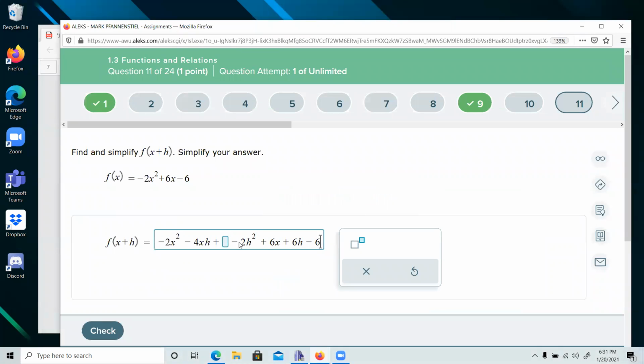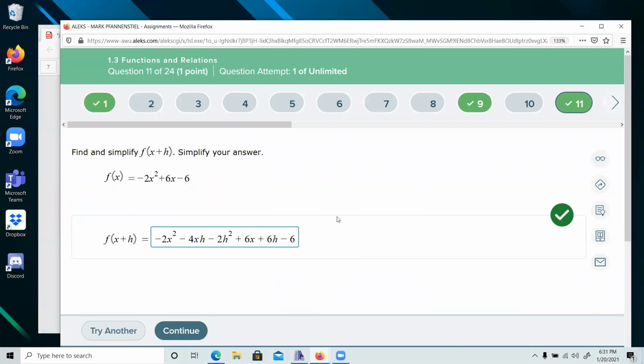Oops, please fill in all the empty boxes. What is going on? Oh, let's make that a minus. All right, that's what they want.